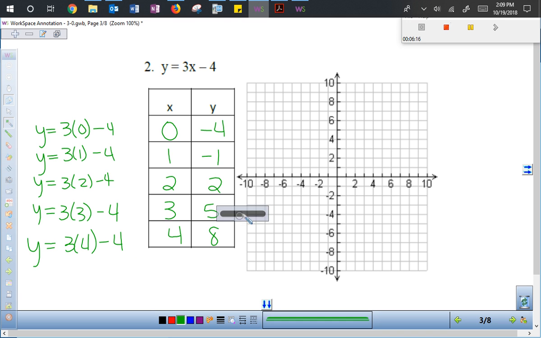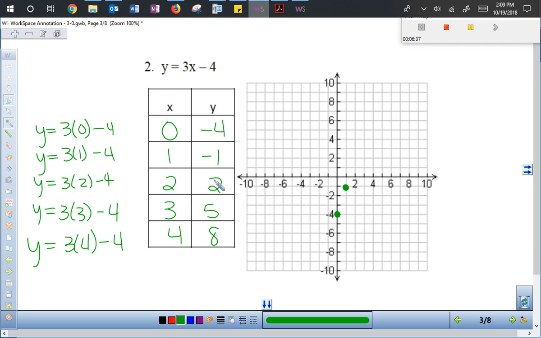Now that we've got all our numbers, let's come over to our graph and plot our points. So our first ordered pair is 0, negative 4. So 0 on my x-axis, and then negative 4 on my y-axis, and we'll put a point. Then we have 1 comma negative 1. So 1 on my x-axis, negative 1 on my y-axis.